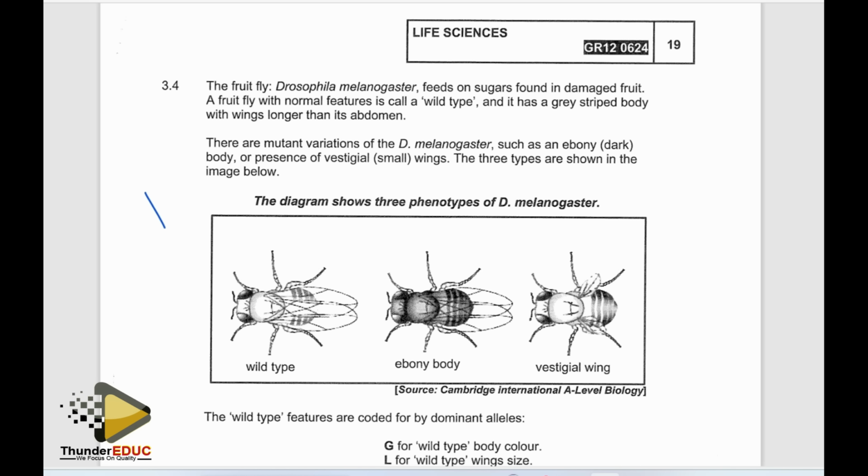Yes, that one. So Drosophila melanogaster. We are saying that Drosophila melanogaster feed on sugar found in damaged fruits. They're saying that the fruit fly female is called wild type, and it is gray striped. The wings are longer than the abdomen. Their mutant version is dark, and then this is the small vestigial.